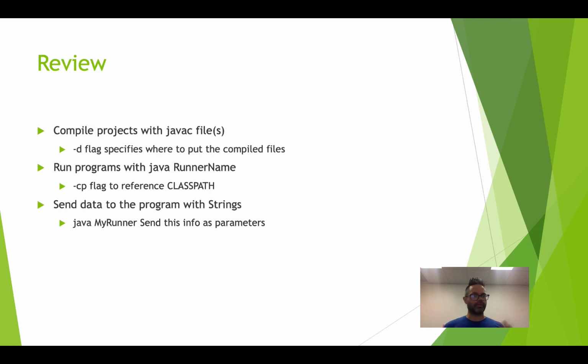Again, to review, we compile all of our projects with javac, and then the file or files specified after that. We use the -d flag to specify where to put the compiled files. That's really good, so we can organize our code a lot nicer. We run programs with the java command and then the runner name itself. And we use the -cp flag to reference our class path. And we can send data to the program using strings.